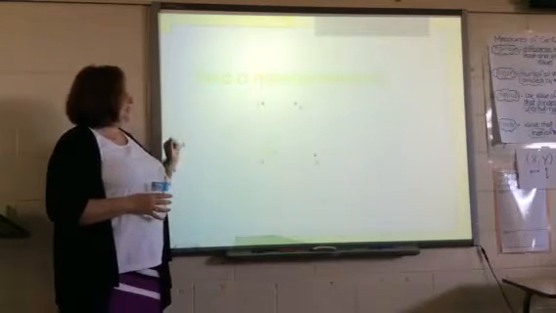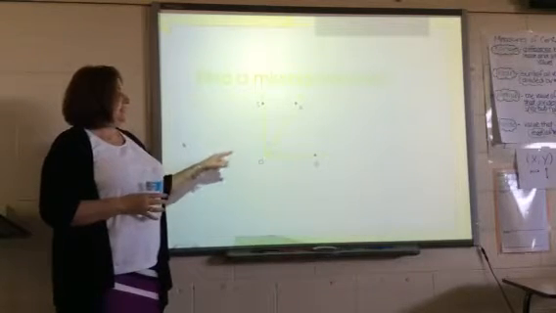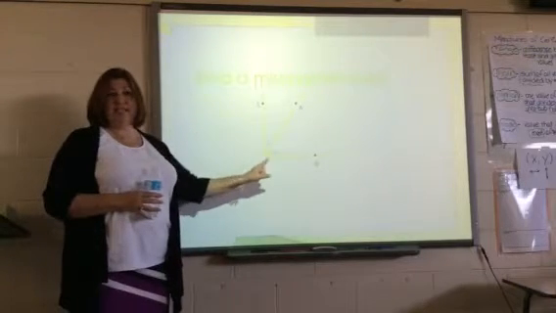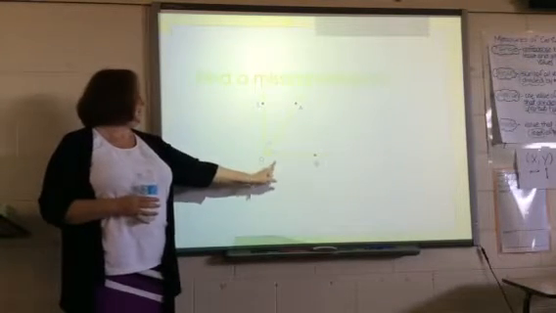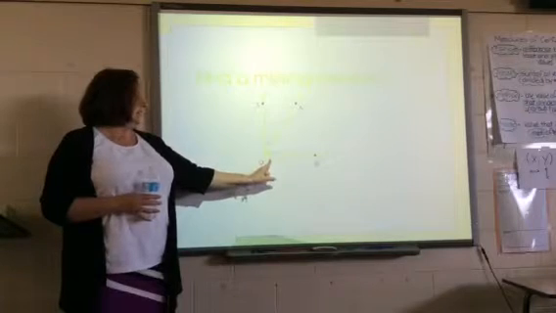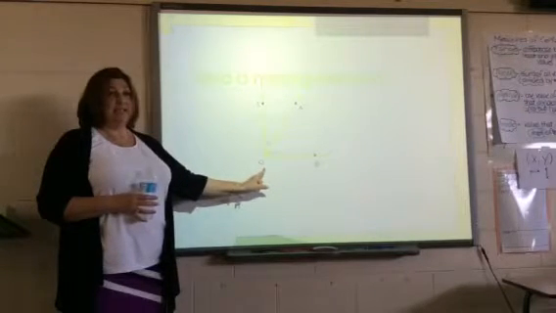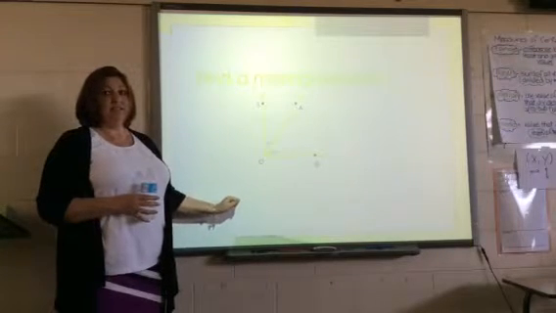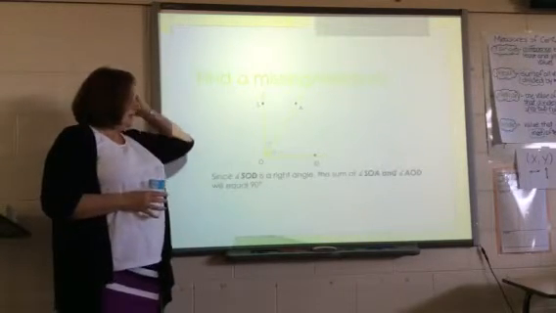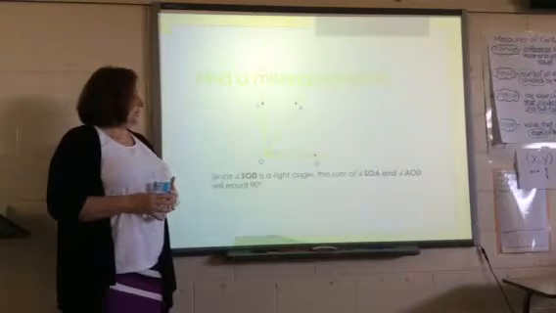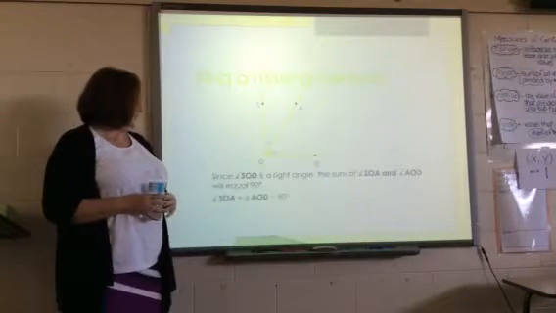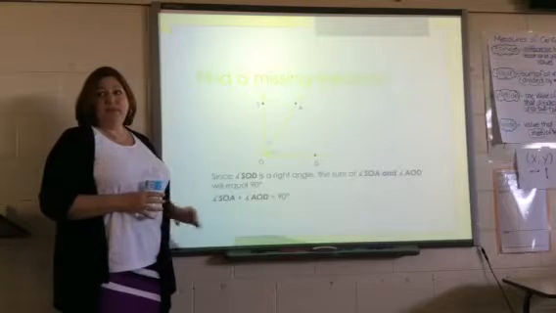Finding another missing measure. So now I have this angle, and what should be standing out to you is that this is a special kind of angle we've already talked about because it has that square there. And that should tell you that it equals 90 degrees. So 35 degrees plus 4x plus 7 equals 90 degrees. Since angle SOD is a right angle, the sum of angle SOA and angle AOD will equal 90 degrees.